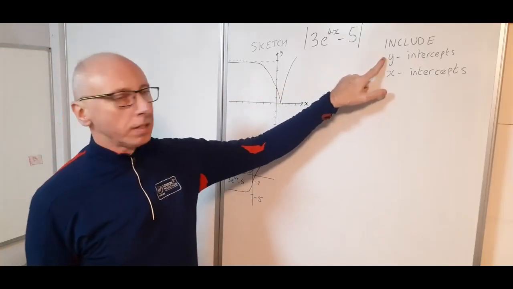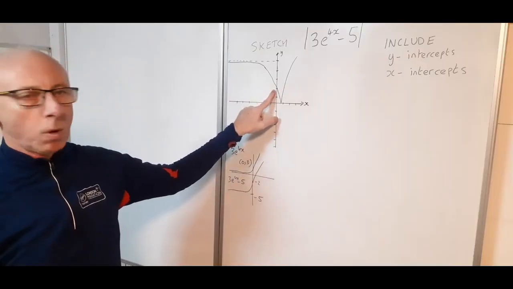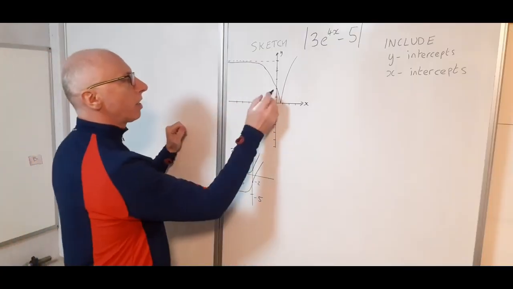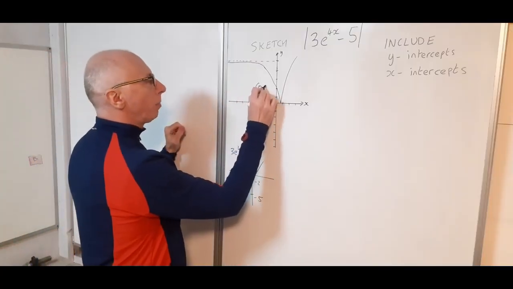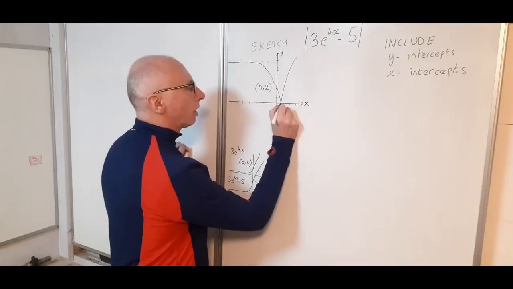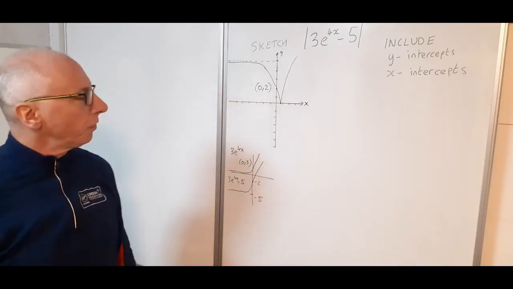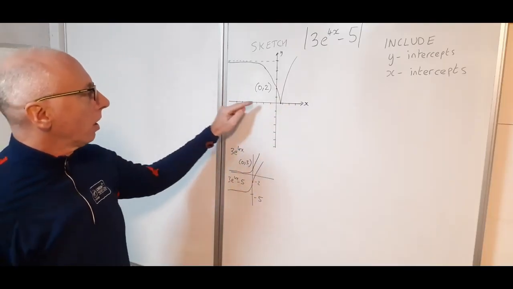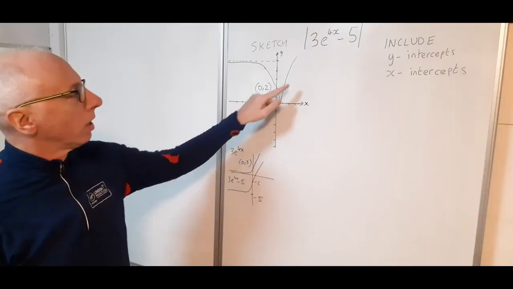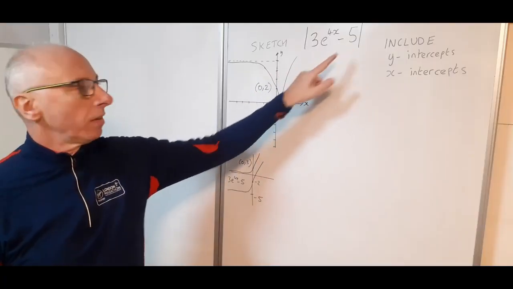So the y-intercept. There's only one point where it intercepts the y-axis, and that's going to be here at x is 0, y is 2. So that point there is 0, 2. But now I want to find this point here. Now to find this point, looking along my axis here, I don't know what x is, but I know that y is 0. So I'm going to set this to 0.